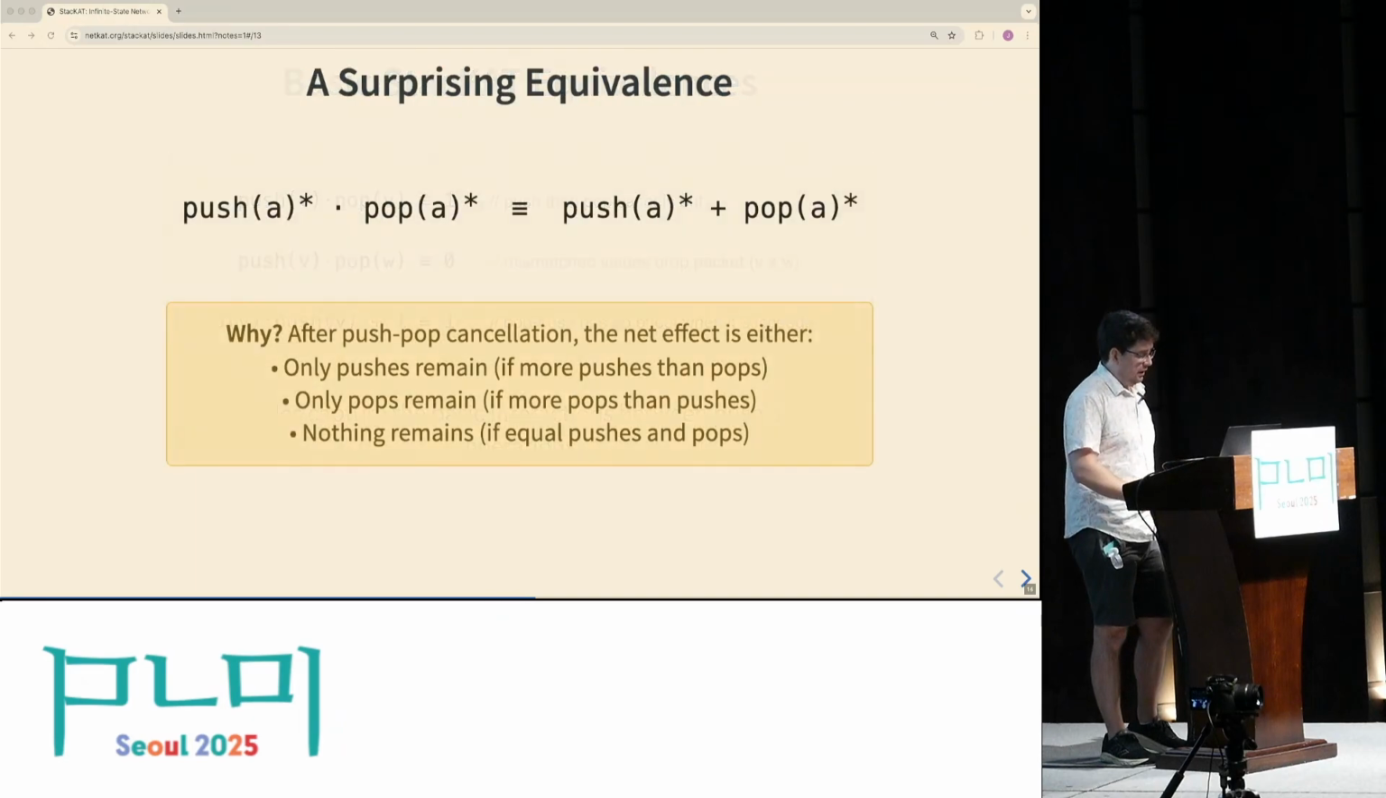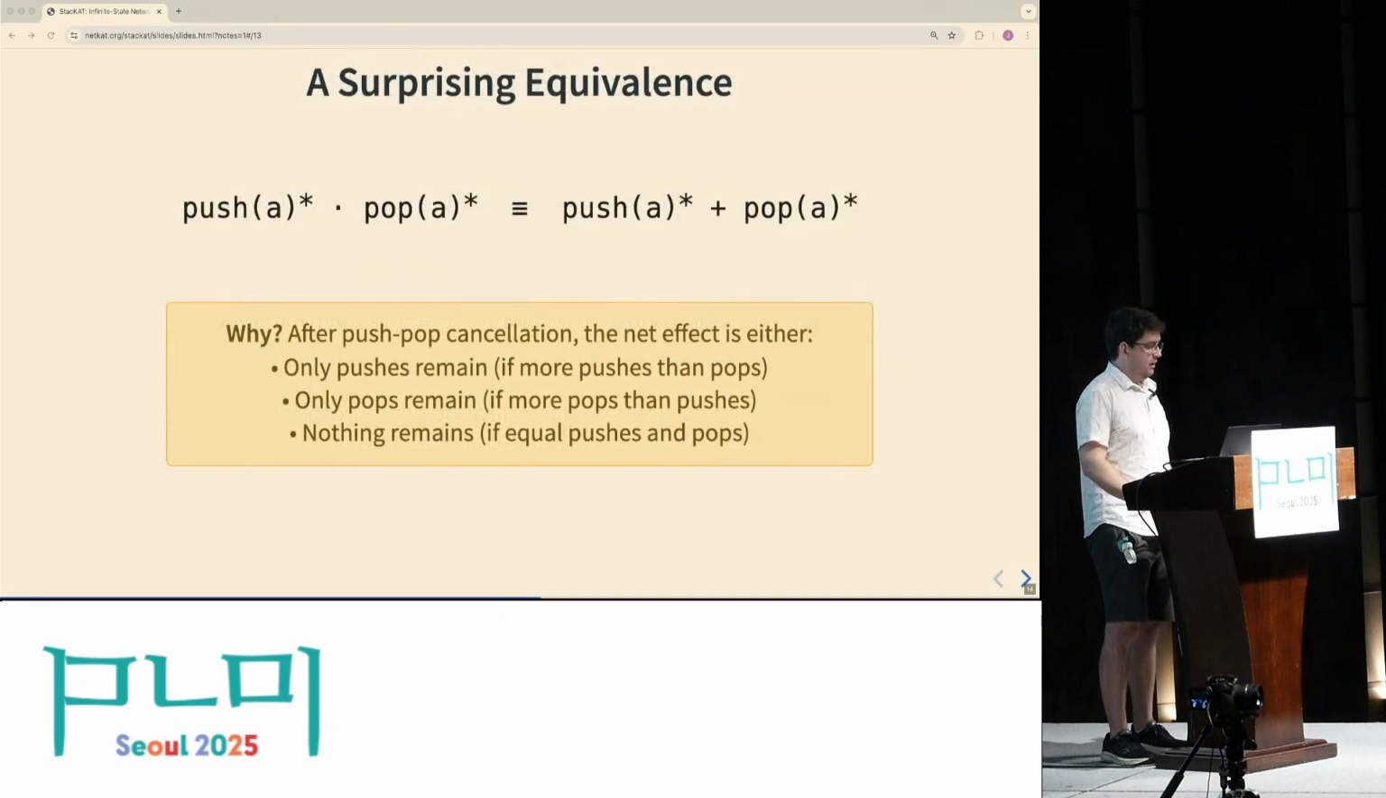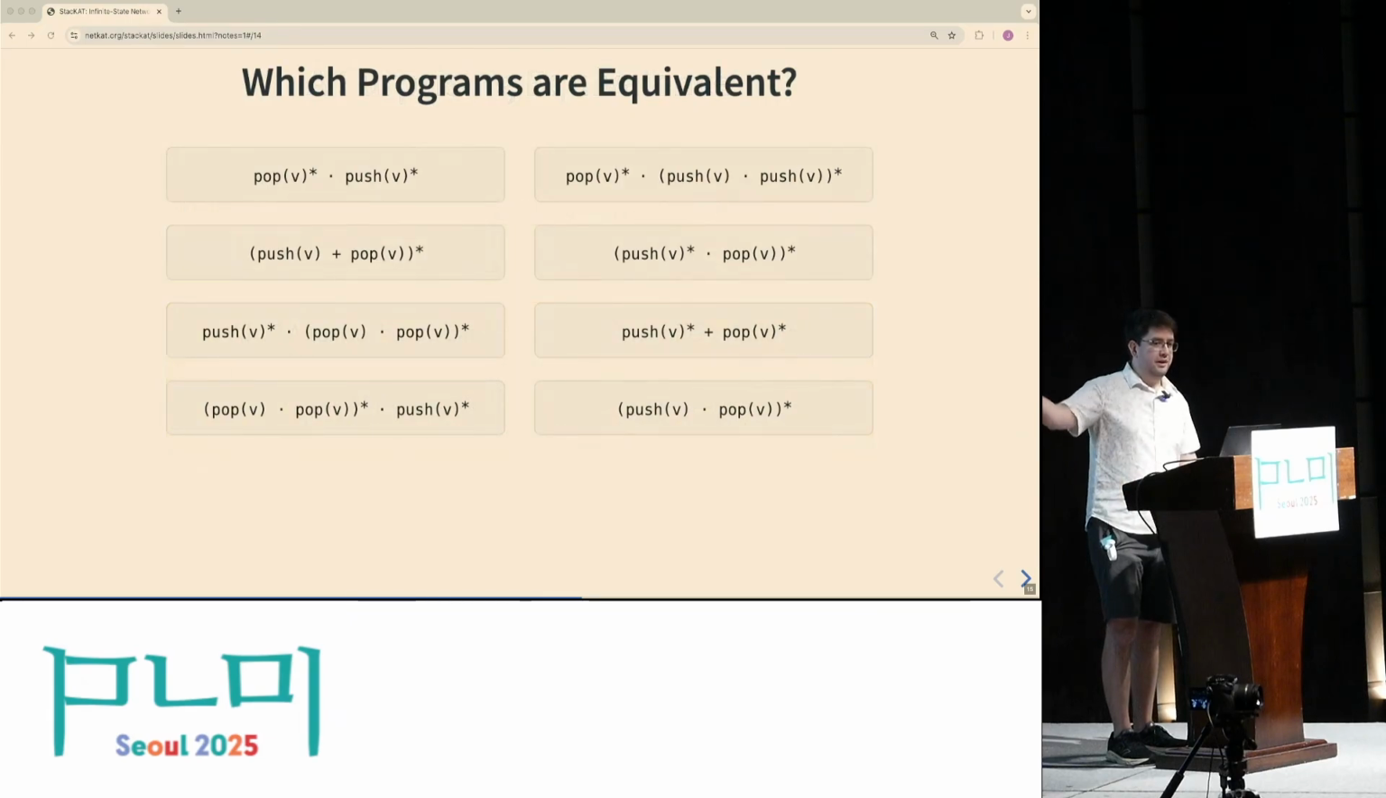Okay, so here's maybe a more interesting equivalence. So here you see on the left, you can push any number of a's, and then pop any number of a's. Turns out this is the same as either pushing a number of a's and then popping a number of a's. So why is this? Because if you push some number of a's and then pop some number of a's, the net effect is always to either having pushed some or popped some, depending on whether you did more pushes or more pops. So here you can do a puzzle and see which ones are equivalent here.